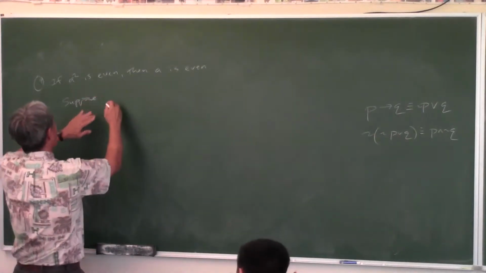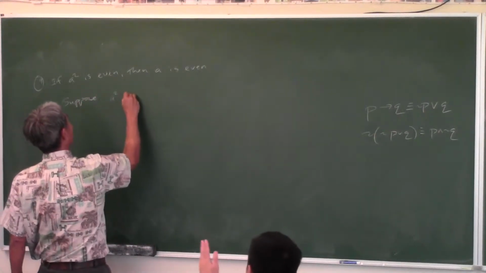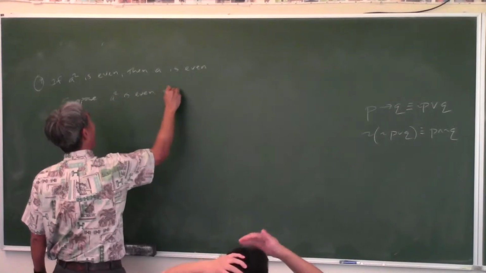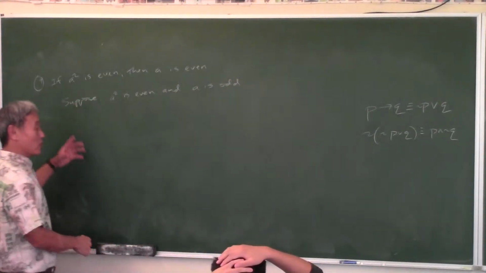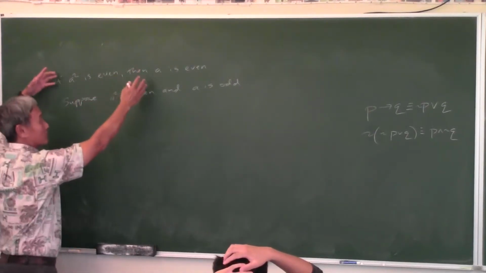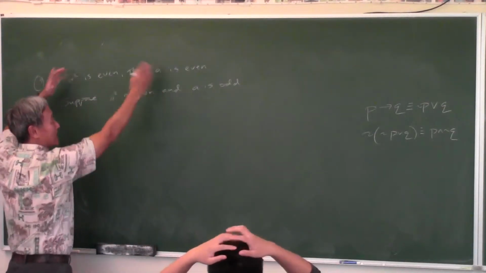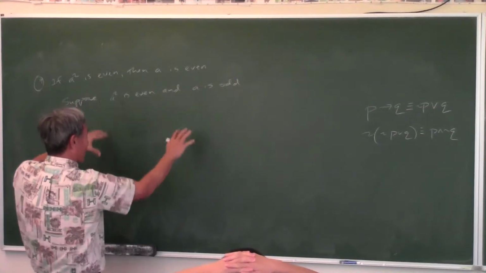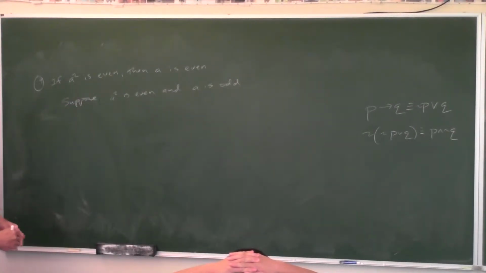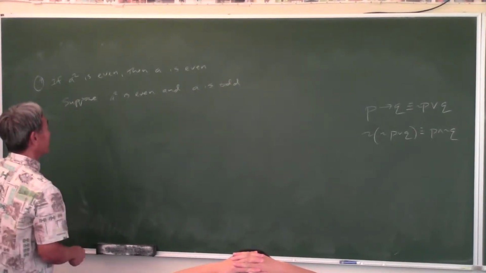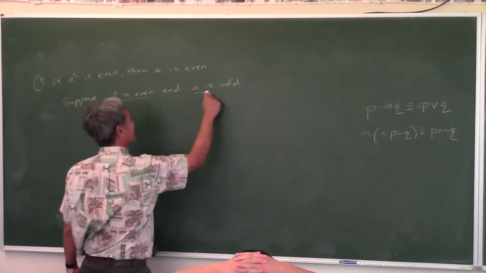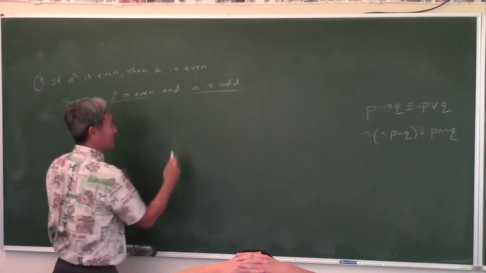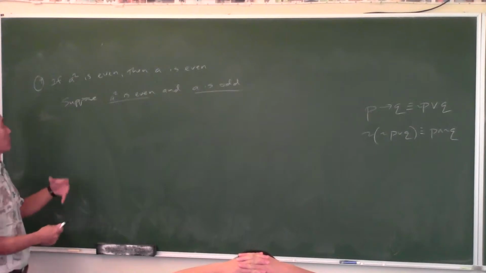Okay, so suppose a squared is even and a is odd. See? So what you want is to suppose that this is not true. So the negation of that is this. So what you do is you work with this until you get a contradiction. And if you get a contradiction, then that means the original statement was true. And look, remember your logic? If you have an and statement that's true, doesn't that mean both of them are true?